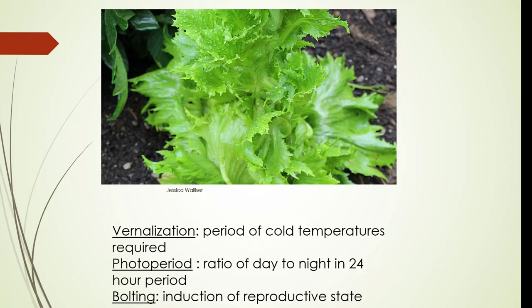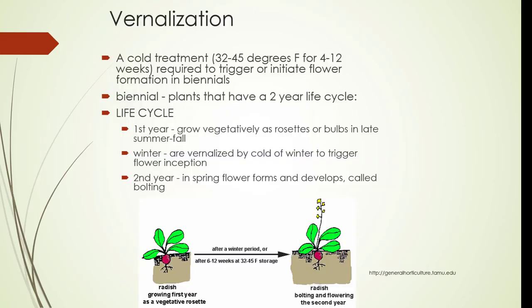Vernalization is a period of cold temperatures required for a plant to go into dormancy. Photoperiods are the ratio of day to night in a 24-hour period. And bolting is the induction of the reproductive state. This is a picture of lettuce that has bolted. Many of you know, if you've grown lettuce, that this is not when you want to eat it. It's very bitter at this stage.